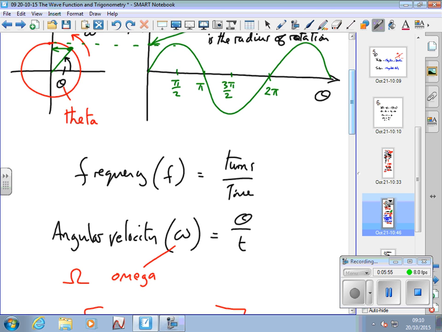We can think of the number of turns as n times 2 pi, where 2 pi is 1 complete turn, so n times 2 pi is the number of turns. So you might want this little formula as well, that the number of turns is 2 pi n.